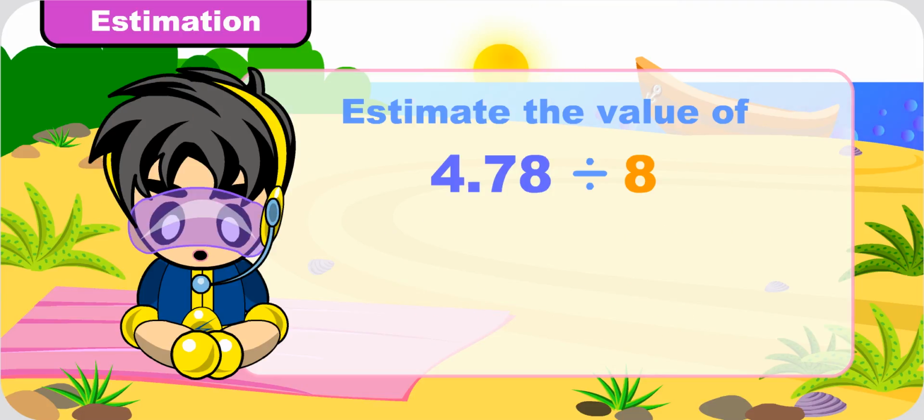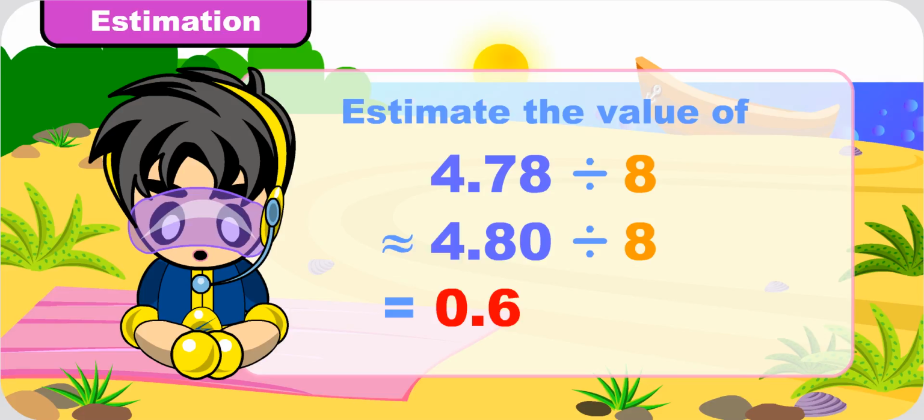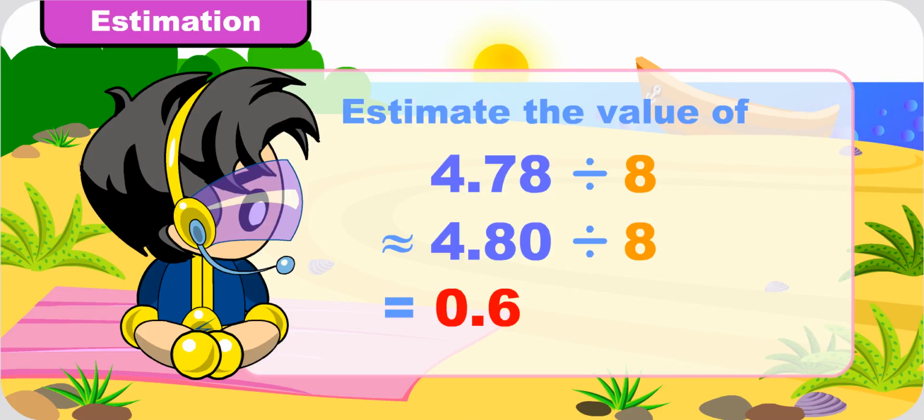Right. We can rewrite 480 as a decimal with 2 decimal places in place of 4.78. 4.80 divided by 8 is 0.6. I know how to estimate the answer in calculation involving division now.